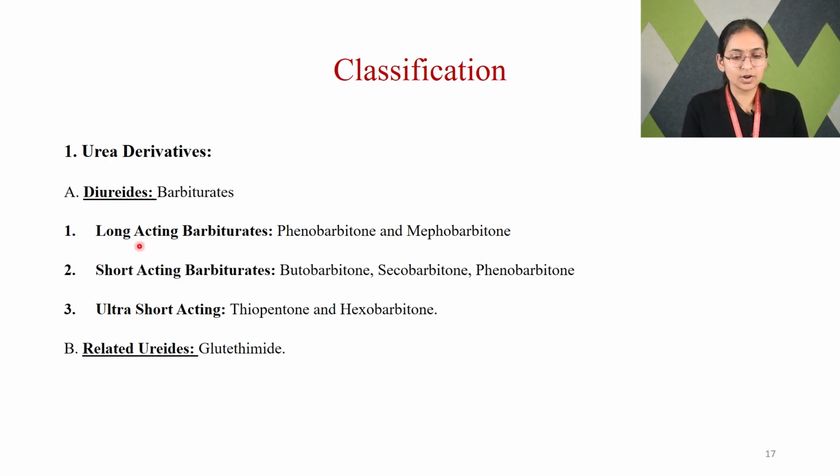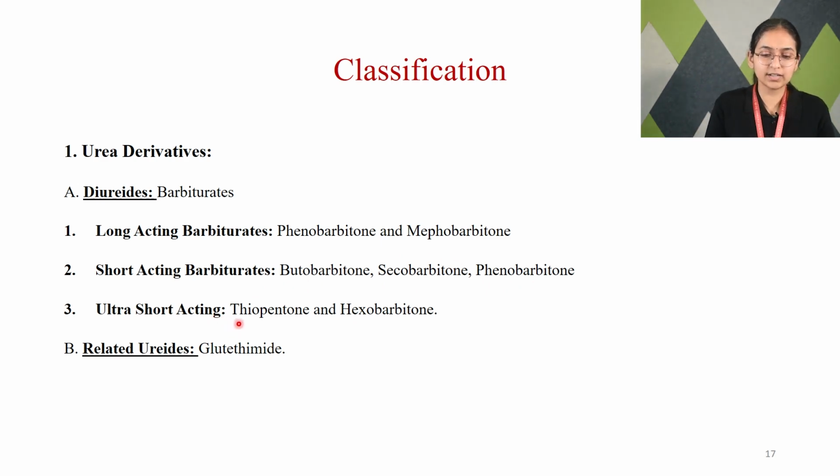Now in the long-acting, the examples are phenobarbital and mephobarbital. Next is short-acting barbiturates: butobarbital, secobarbital and pentobarbital. These are the examples of short-acting, and ultra-short-acting are thiopental and hexobarbital. Now this was about the first category under the urea derivatives. The second category under the urea derivatives is the related ureides, which includes only one example, that is glutethimide.